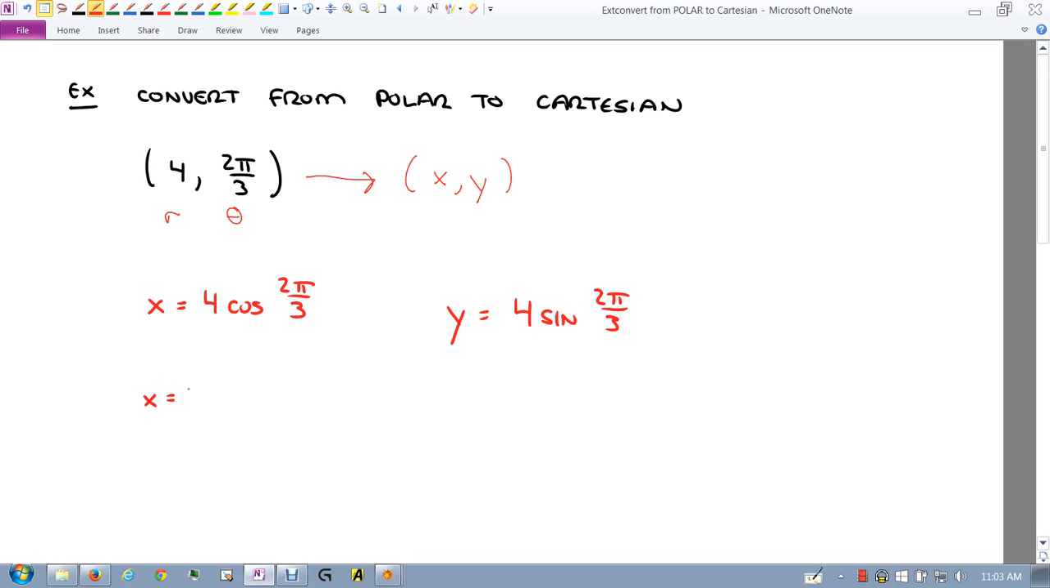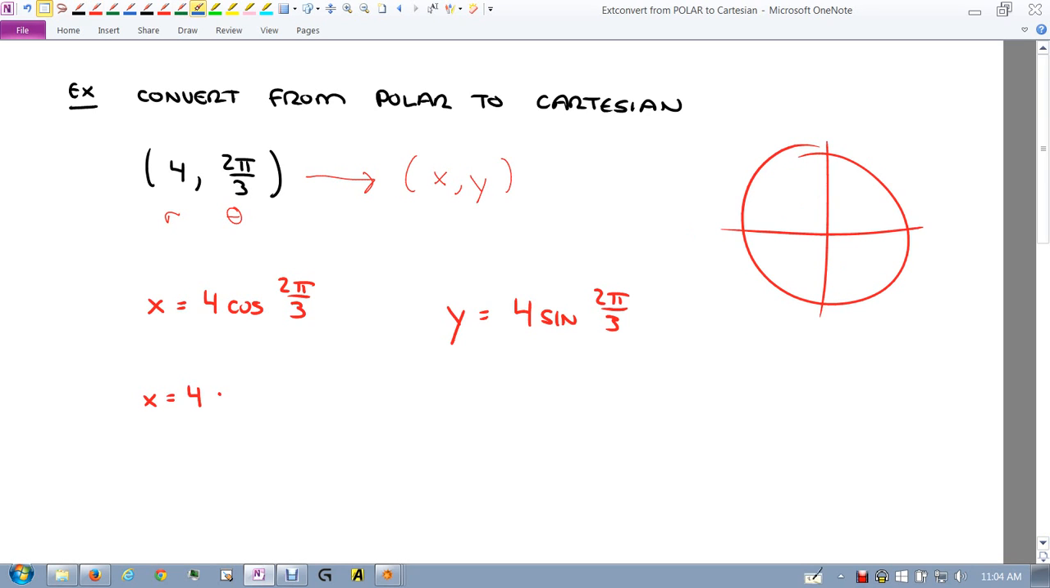So x would be 4 times... what is cosine of 2 pi over 3? Cosine of 2 pi over 3? You can use your unit circle. Just don't get your calculator out, because that'll be the worst thing you could do.